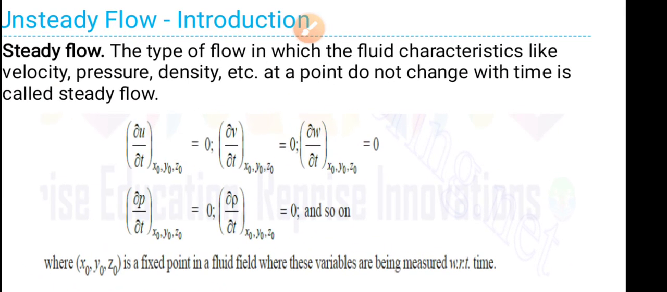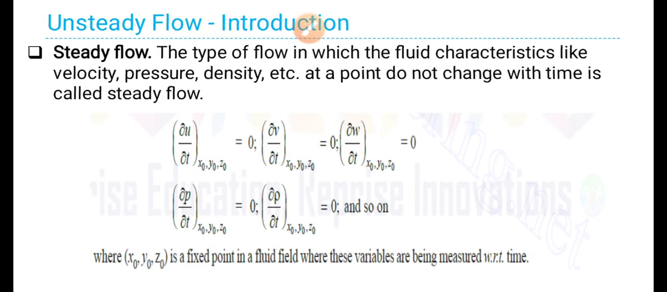Unsteady flow. We will just glance at whatever you have studied in fluid mechanics 1: steady flow, uniform flow, non-uniform flow, etc. In this particular article, we will come across steady flow and unsteady flow, because the title itself is unsteady flow. Steady flow is the one in which the fluid characteristics like velocity, pressure, density, etc. at any point do not change with respect to time.